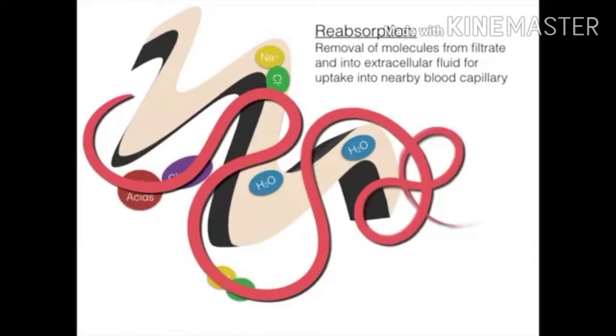In order to accomplish this, the cells of the proximal convoluted tubule contain many ion leak channels, transporters, and even energy-requiring pumps to ensure efficient reabsorption of vital nutrients.